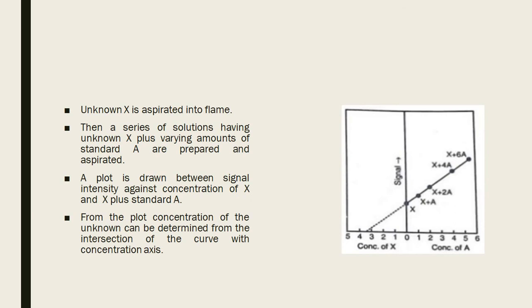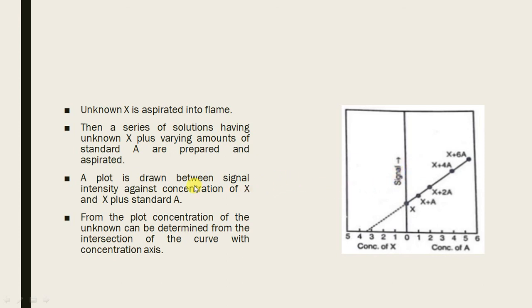Then the unknown is aspirated into the flame. Then a series of solutions having unknown plus varying amounts of standard A are prepared and aspirated. So as you can see in the diagram, here you can see x, then x plus a, that is x plus standard, then x plus 2a, that is twice the standard, then 4 times the standard and 6 times the standard. So varying amounts of standard are to be added in our sample.